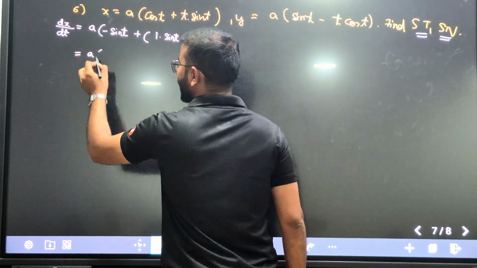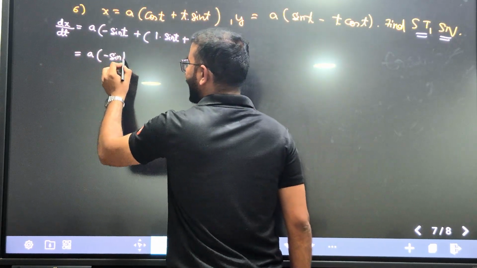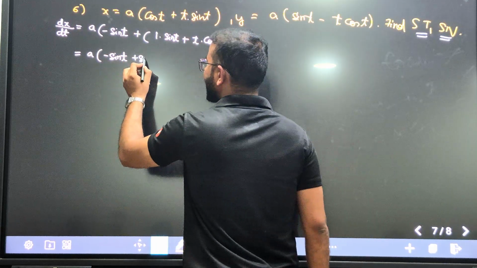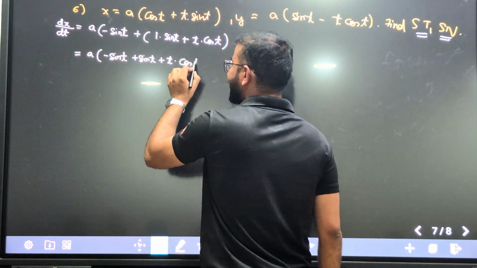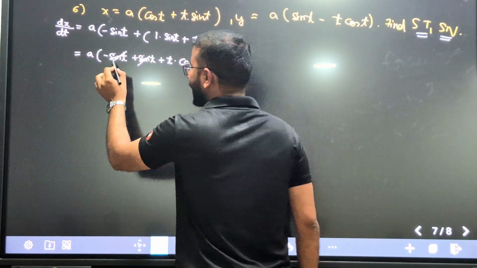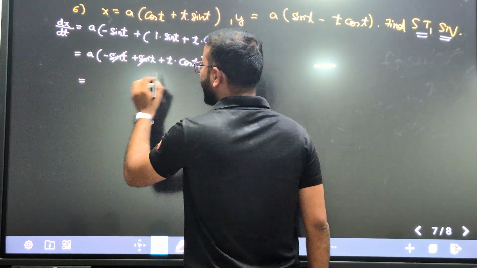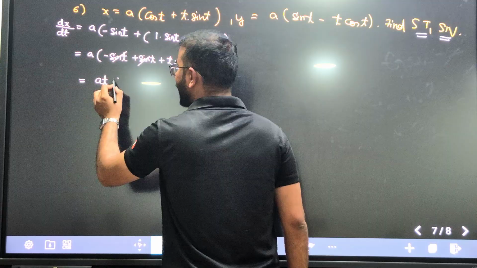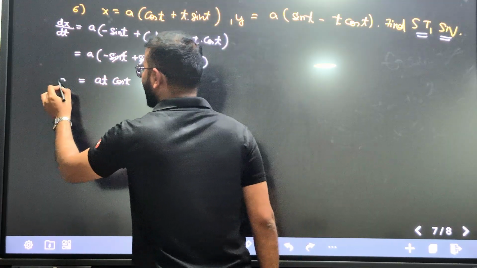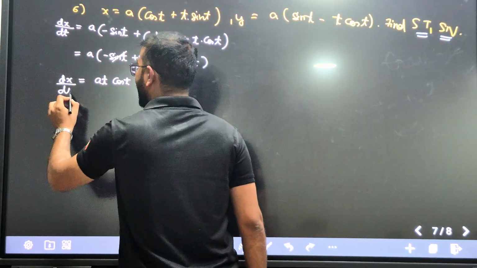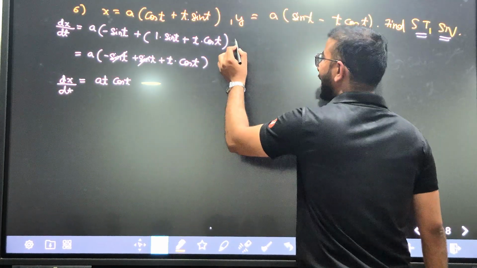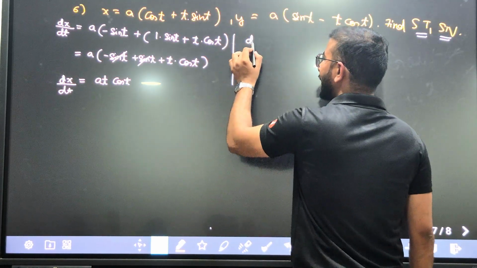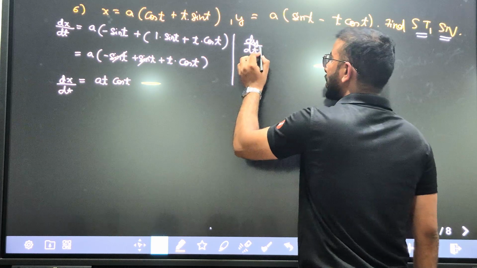So we'll open this. This is minus sin t. Let's open this: plus sin t plus t into cos t. What is getting cancelled, guys? Sin t cancels. Now a into this, what you'll have is a t cos t. This is the value of dx by dt. Easy? Chalo. After this, what we'll calculate is dy by dt. Okay, step by step, slowly.